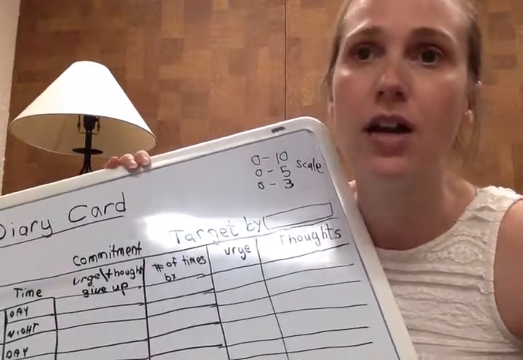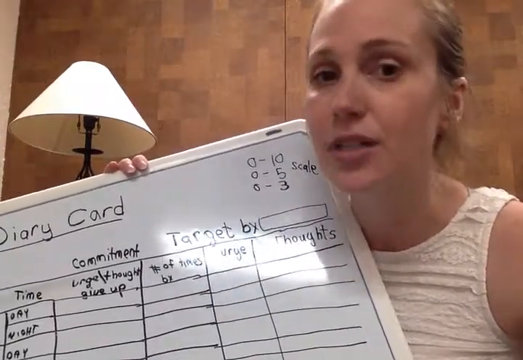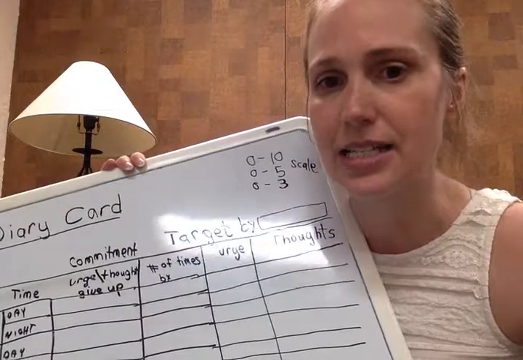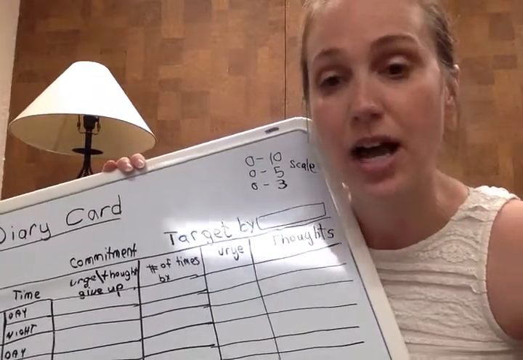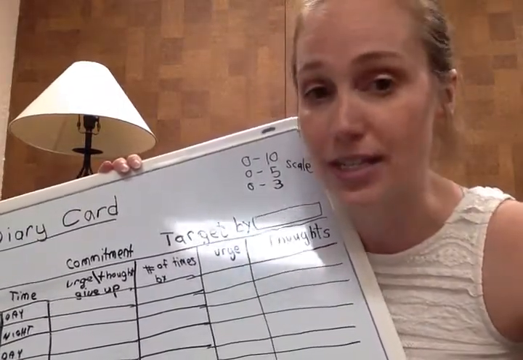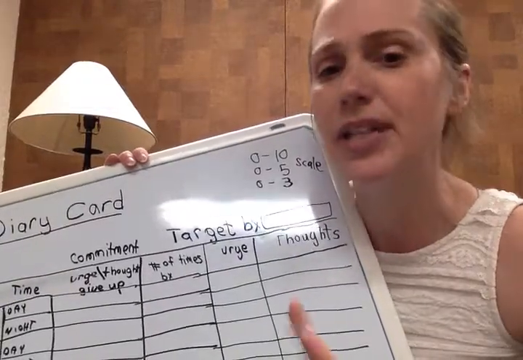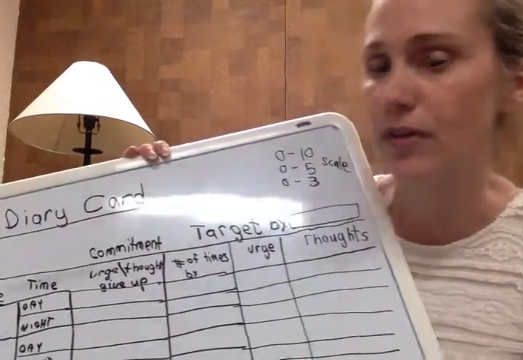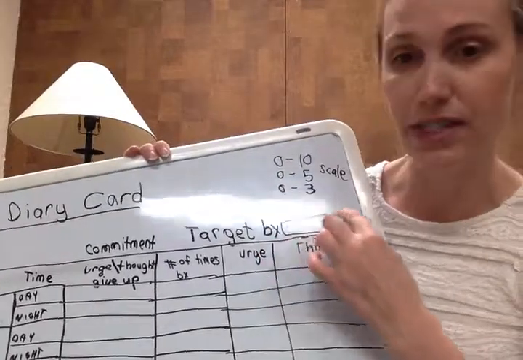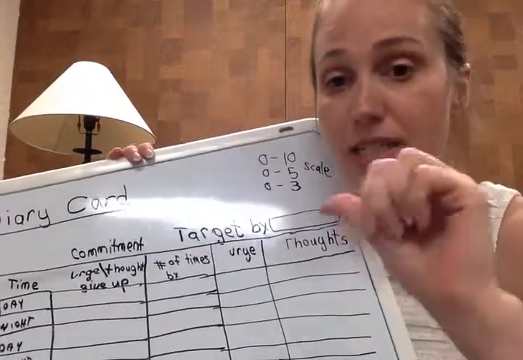How can I do that? I've sort of, in my mind, come to the conclusion that mindlessly eating is a struggle for me. I may track this on a diary card and realize that that's not the struggle, but that's what I'm thinking right now. So that's what I'm going to go with. And so I would put eating in front of the TV as my target behavior that I want to decrease.